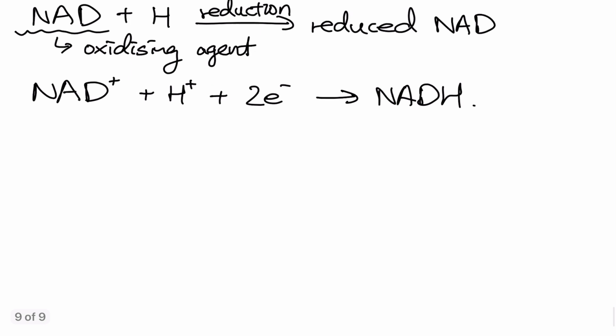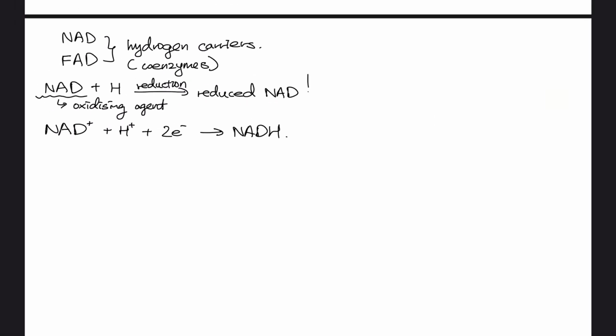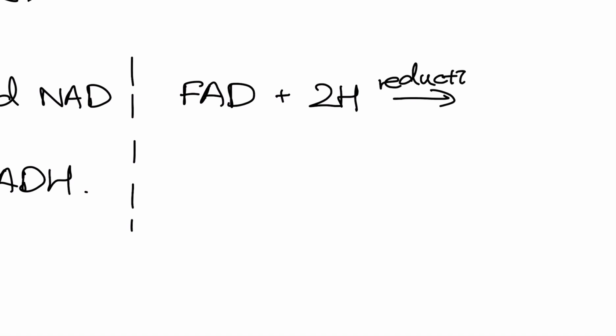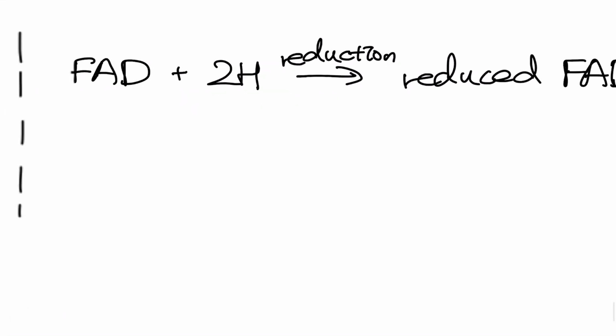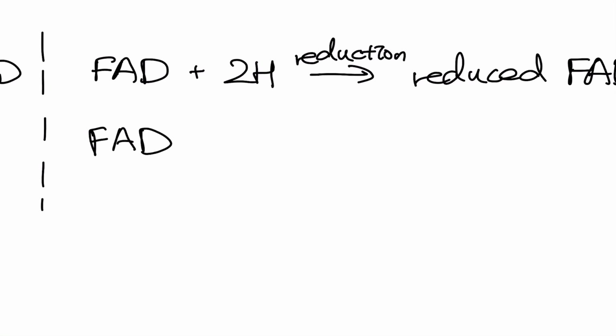This is for NAD. And for FAD, it's incredibly similar. So FAD requires 2 hydrogen atoms to form, also going through reduction. So again, it's also an oxidizing agent. It forms reduced FAD. This is a word equation. And the chemical equation would be FAD, it also has a positive charge, plus 2 hydrogen ions plus, I believe it's 3 electrons, but let me just quickly double check.